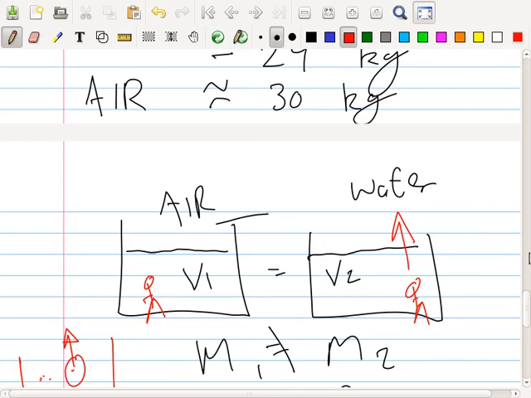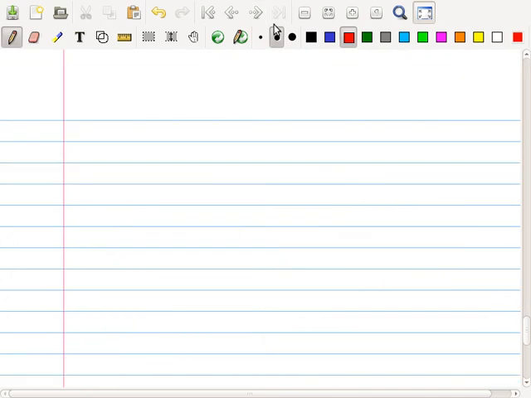I think 30 kg seems like the right type of answer we should be getting for this room. 30 kg, the mass of the air. I think it seems right. Yeah? No natural intuition about it. I think maybe we should do another example. Okay. Let's see.